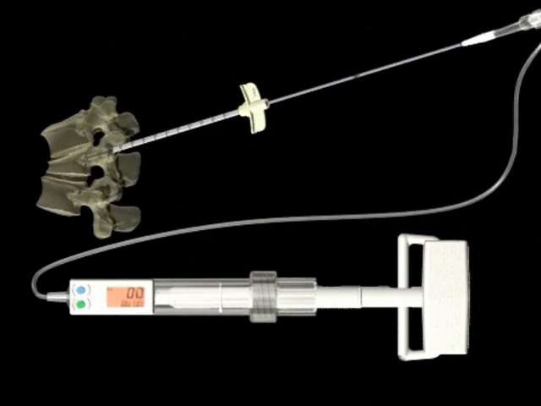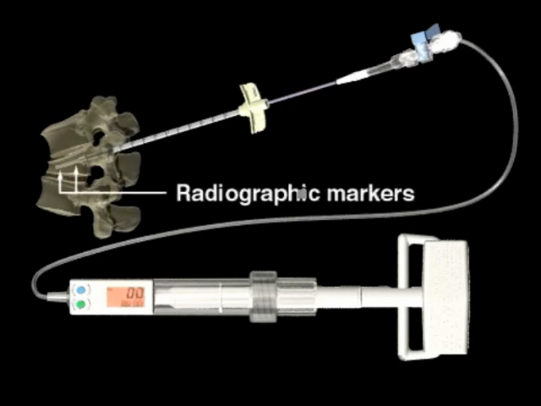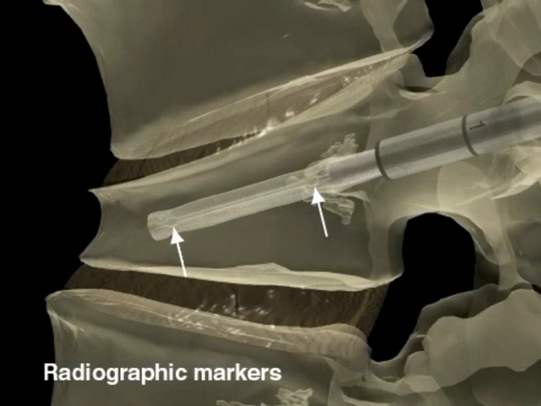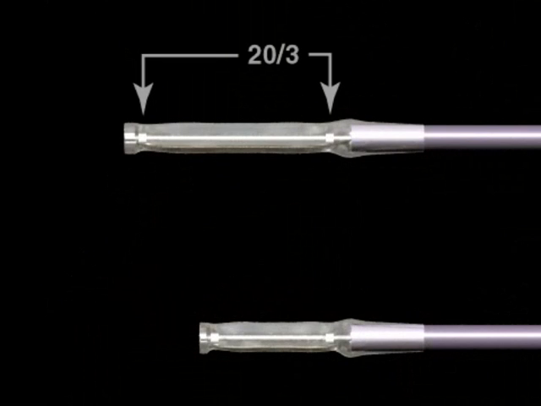Insert the Kyphon expander inflatable bone tamp through the working cannula and position it under image guidance. The inflatable bone tamp may also be called the IBT or balloon. Assess placement using the radiographic markers. Both marker bands should exit the working cannula. There are various sizes of the Kyphon expander inflatable bone tamp available. For example, the 20 by 3 inflatable bone tamp is approximately 20 millimeters from marker band to marker band, whereas the 15 by 3 is approximately 15 millimeters from marker band to marker band.